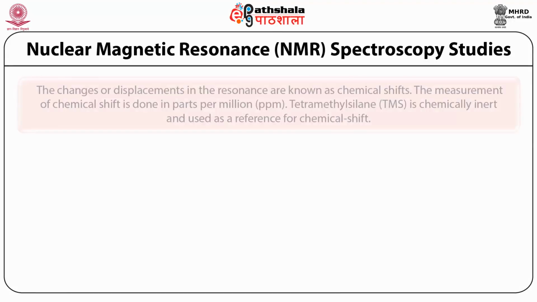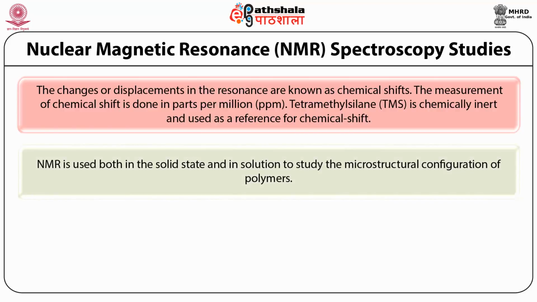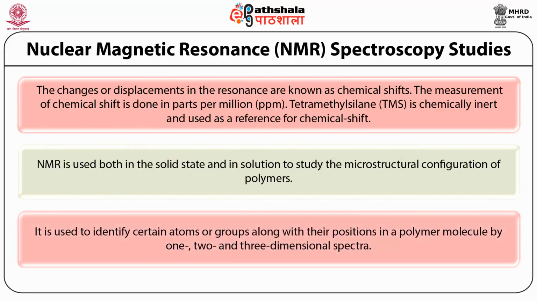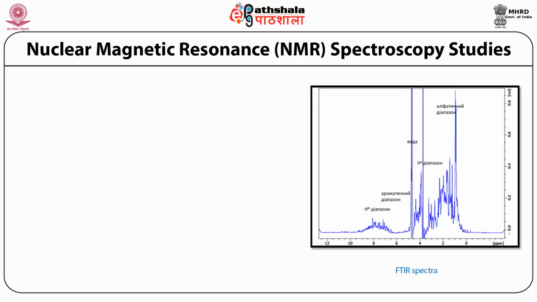In the case of NMR, the changes or displacements in the resonance are known as chemical shifts. The chemical shift is measured in parts per million, ppm. Tetramethylsilane is chemically inert and is used as a reference for chemical shift. NMR is used both in solid state as well as in solution state to study the microstructural configurations of polymers. It is used to identify certain atoms or groups along with their positions in a polymer molecule by 1, 2 and 3 dimensional spectra. Now in this image you can see a typical NMR spectrum.